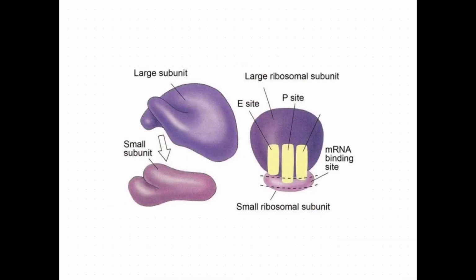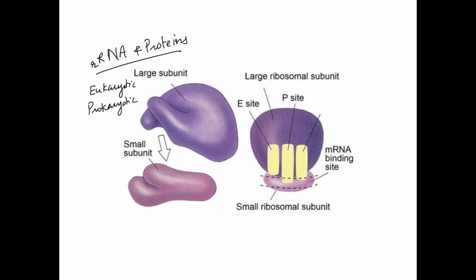Ribosomes are the cell organelles where the translation process takes place. They are made up of rRNA, that is ribosomal RNA, and proteins. They are present in the cell in large amounts, in both eukaryotic and prokaryotic cells. When we see the structure of a ribosome, there are two subunits: one is the large subunit and the other is the small subunit.